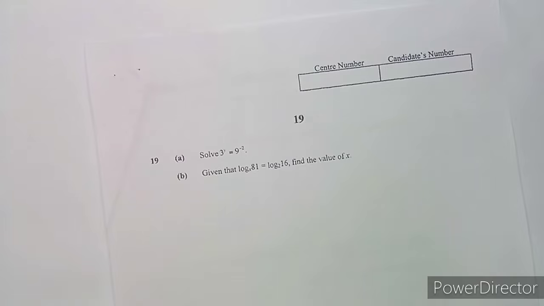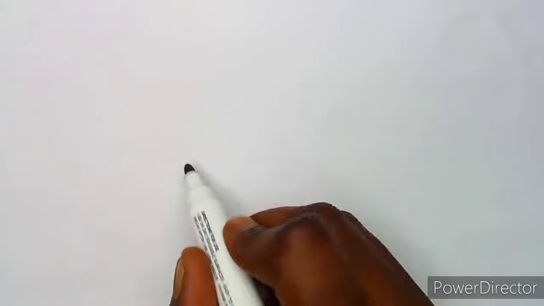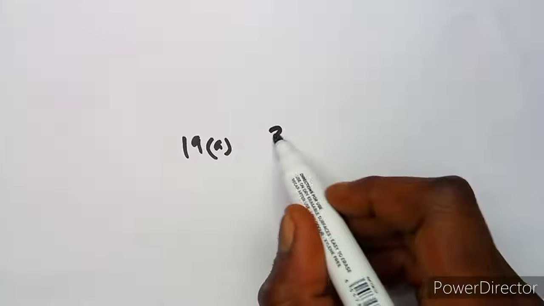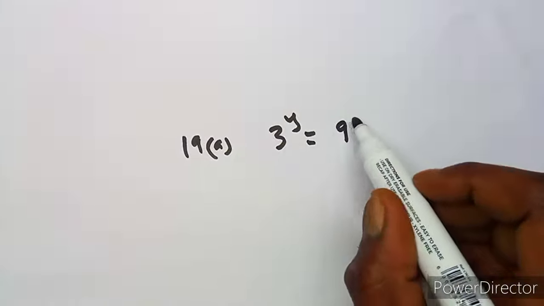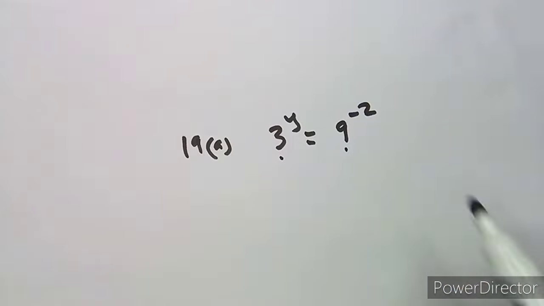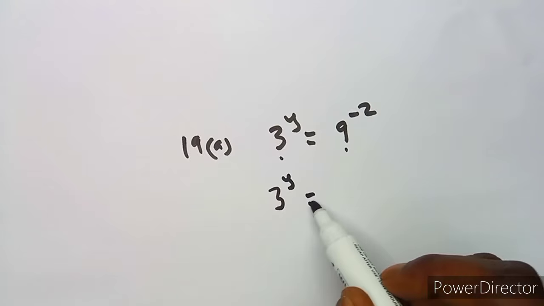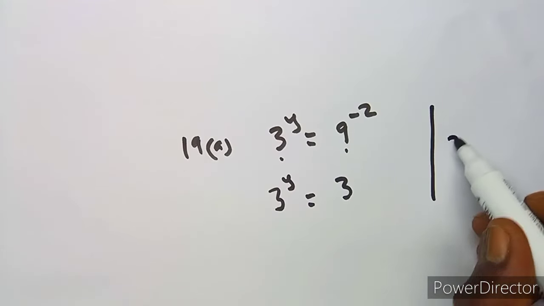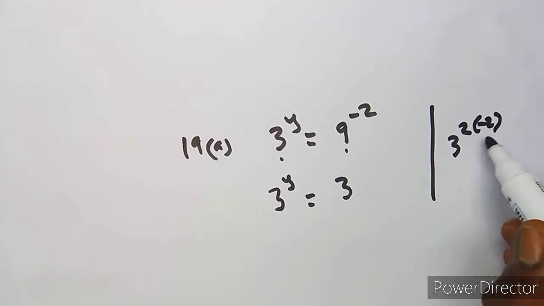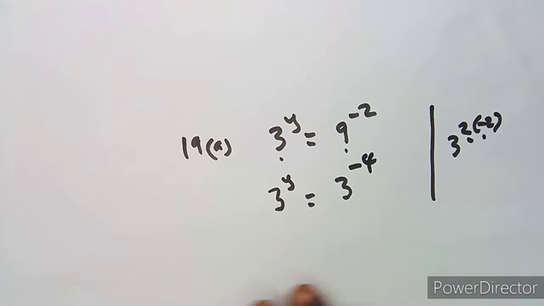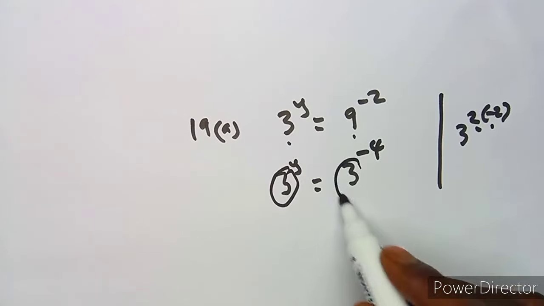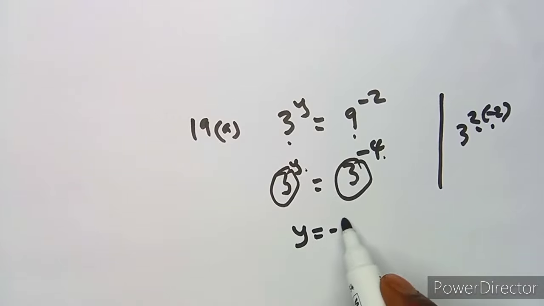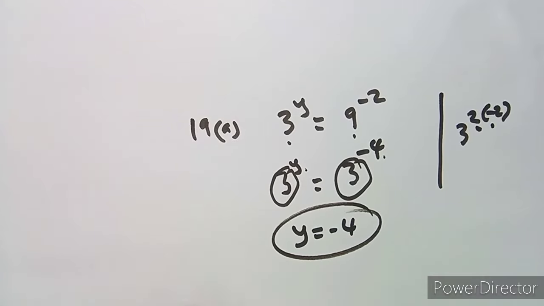All right, here. Number 19, we are now given an equation to solve: 3 to the exponent of y. It's one of those typical questions. It's all about working with your bases, just to make sure that the bases are the same. So 3 to the exponent of y; 9 is the same as 3 to the exponent of 2, but there is already an exponent of minus 2, so you multiply, which gives us minus 4. Once the bases are the same, all you need is to equate the exponents, which gives us negative 4. So that is the value of y that you obtain from this part.